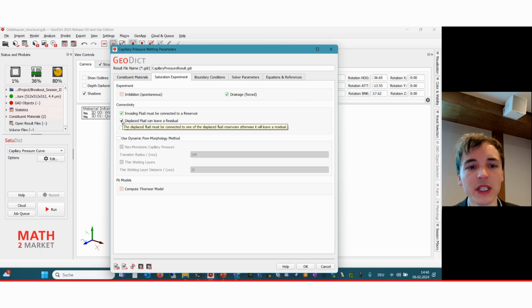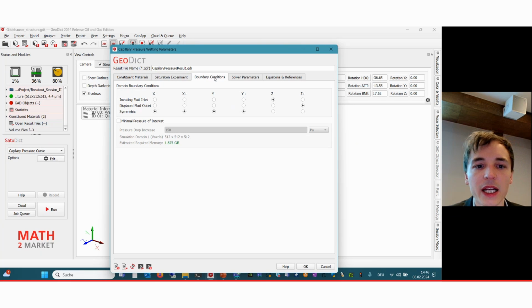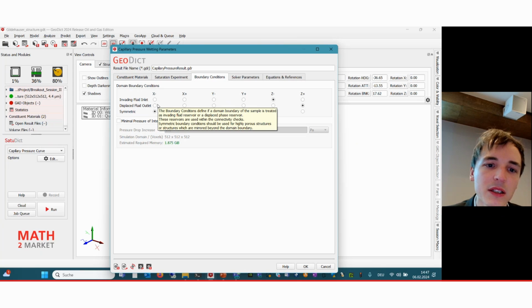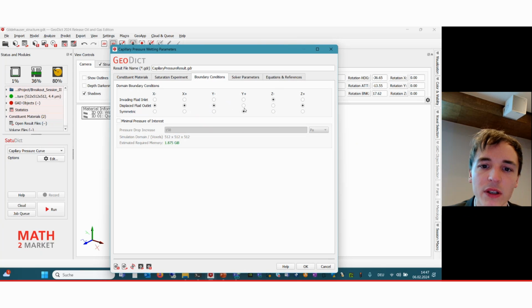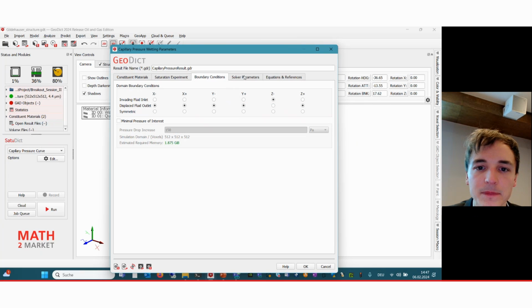In the case of an MICP I would like to simulate, I can uncheck that, but that is only for MICP applications when I consider vacuum to be within my pore space. I can also select from which boundary side I would like to have my oil entering the structure. And in that case, I want to have my oil entering only from one side, which is Z-. All the other sides will be connected to a water reservoir.